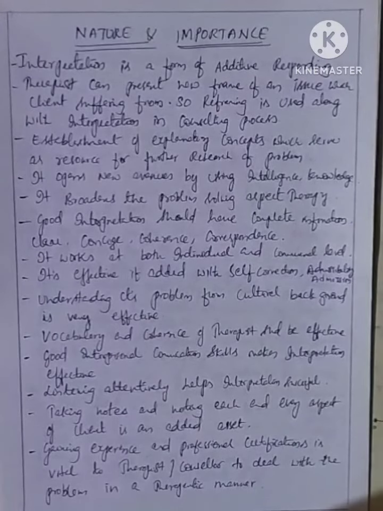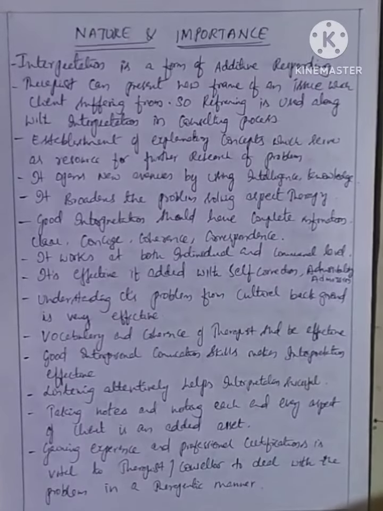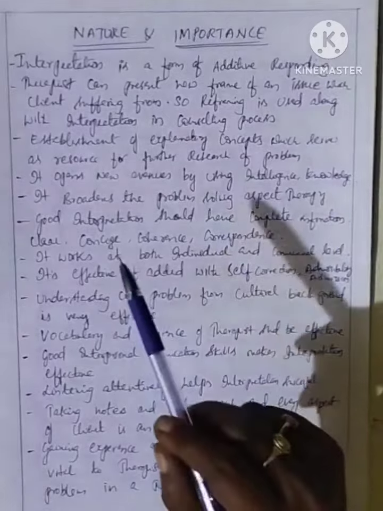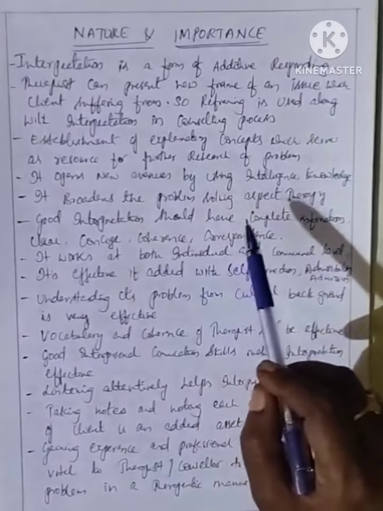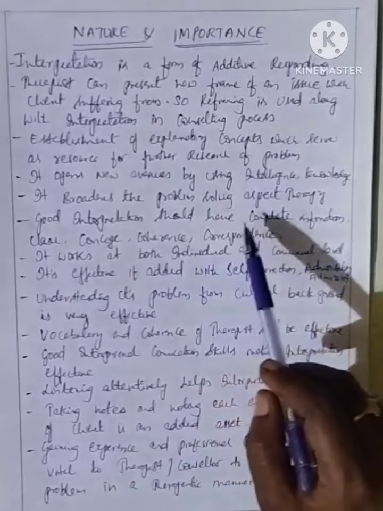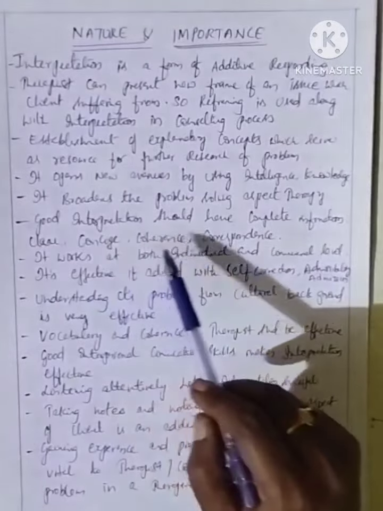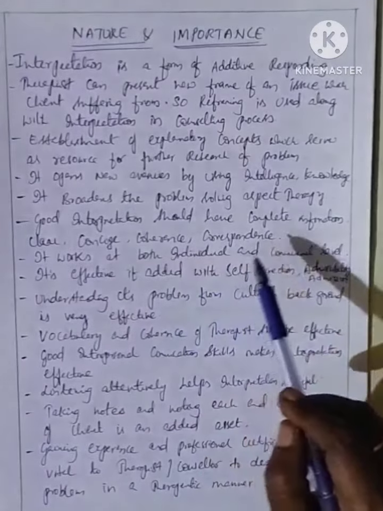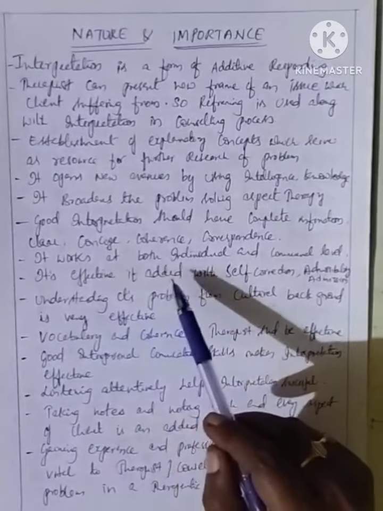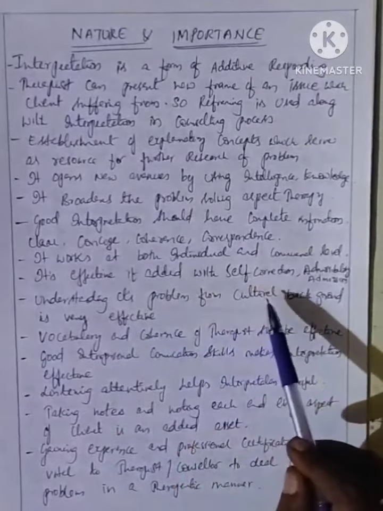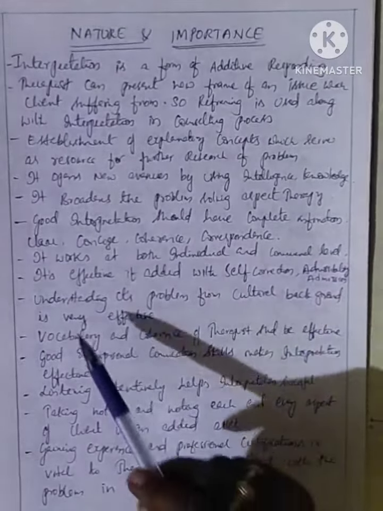It establishes explanatory concepts which serve as a resource for further exploration of the problem. It opens new avenues by using intelligence and knowledge. It broadens the problem-solving aspect of therapy. Good interpretation should have complete information, and be clear, concise, coherent, and correspondent. It works at both the individual and communal level. It's effective if added with self-correction and admission.